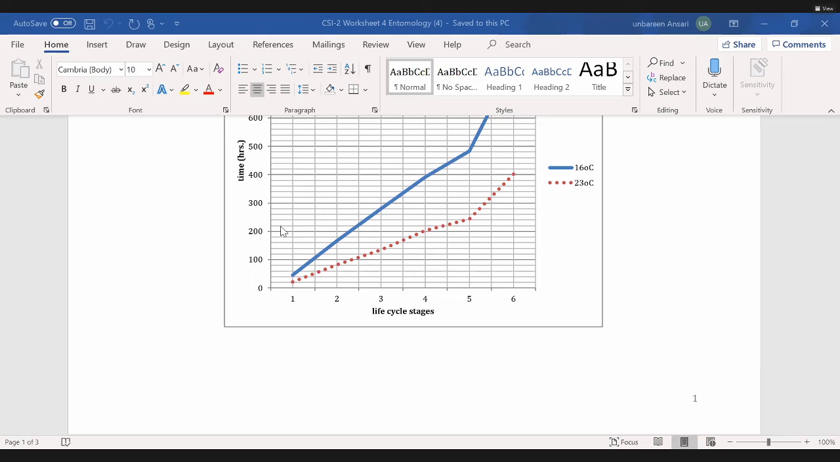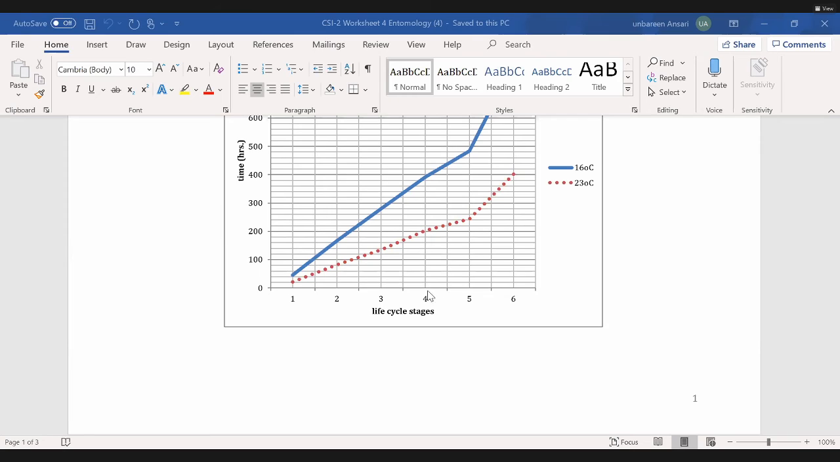Postmortem interval. What is the answer? How long does it take the prepupal stage to develop? So the prepupal stage is number 4. You draw an imaginary vertical line, and then an imaginary horizontal line to the time. What is my answer? Come on, that's not hard. Is it 8? No, it's 200, right?